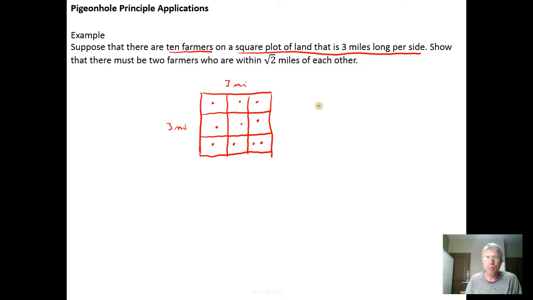And if there's a 1 by 1 square that shares 2 farmers, what's the furthest apart they can be? Well, putting them on the vertices of the square, on opposite corners, would get them as far apart as they can possibly be. The Pythagorean theorem indicates that this distance is square root of 2. So the farthest possible distance they can be from each other is the square root of 2 miles.